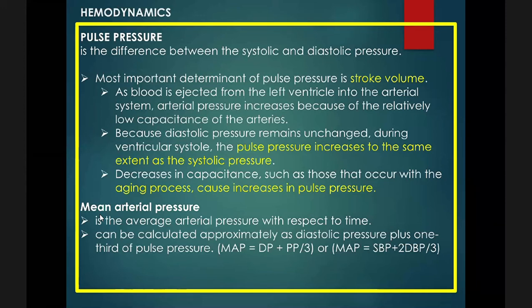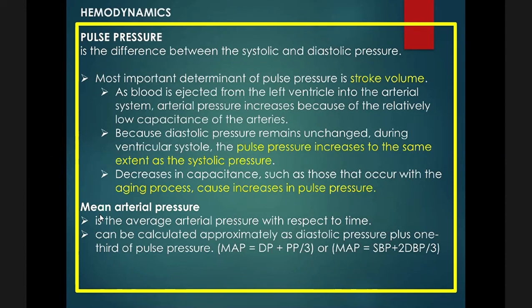So, for example, in atheromatous aorta, di ba, hindi na sila elastic, and so tumataas yung systolic pressure, pero si diastole remains to be the same. Kaya yung pulse pressure will be increased. Kasi, for example, nagiging 180 na yung systolic pressure, pero 80 pa rin diastole. Kaya, pag i-minus mo yan, mataas na yung pulse pressure.